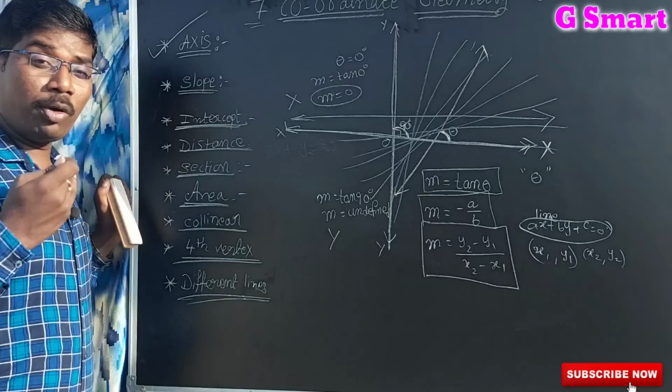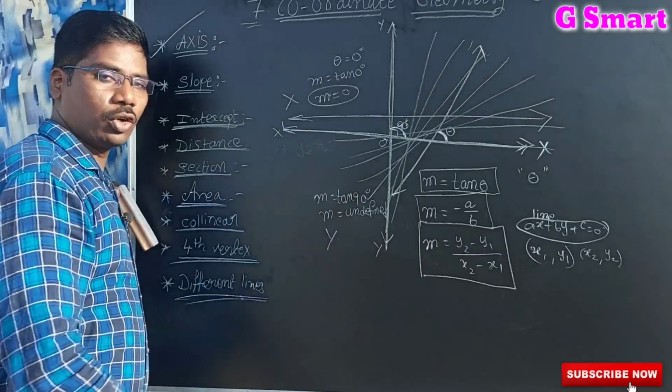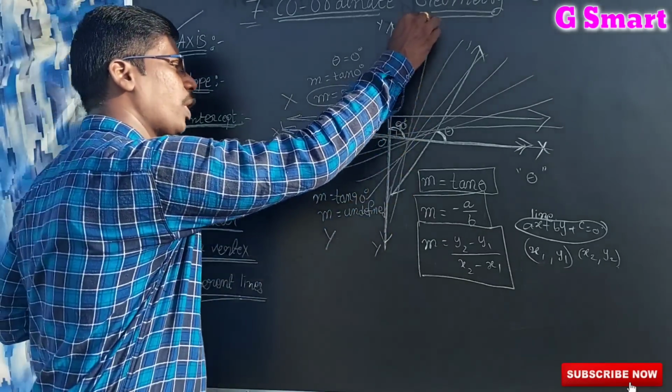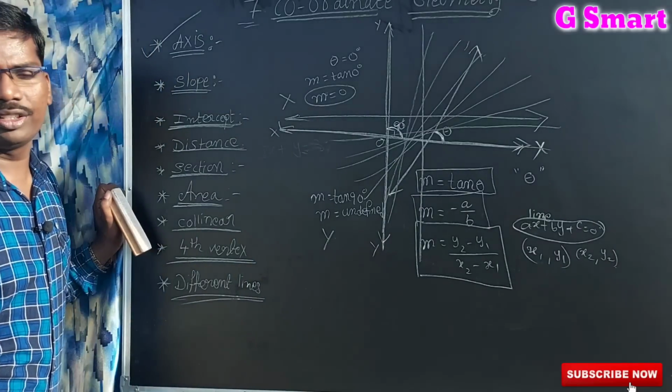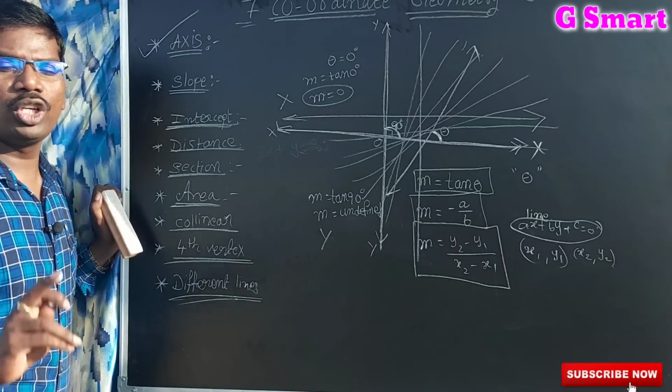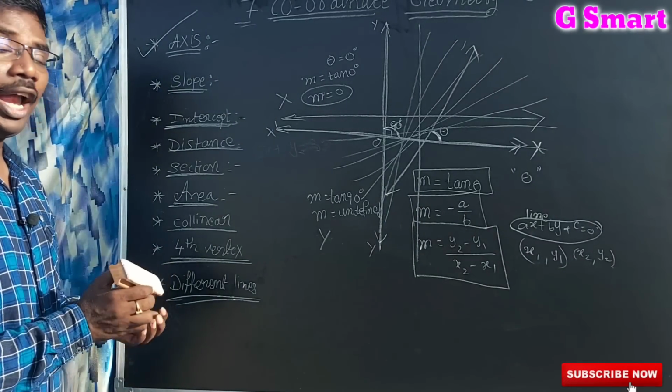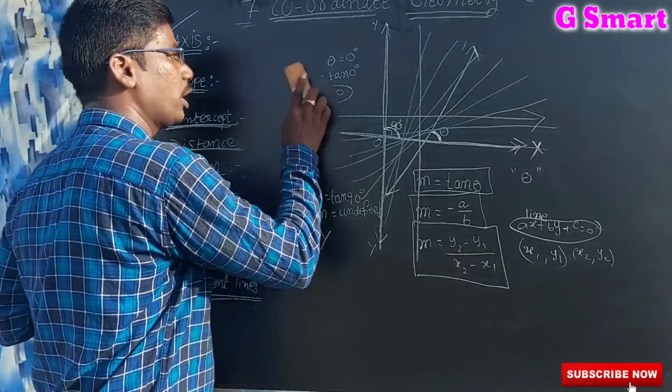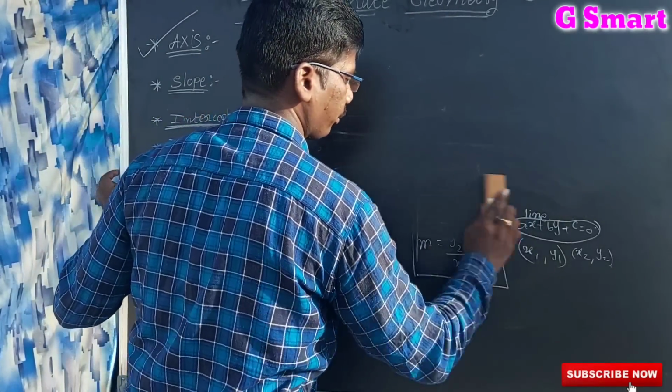So the slope of a line which is parallel to the x-axis is 0, and the slope of a line which is parallel to the y-axis is undefined. You have to remember this, most very important. And one more most very important thing I'm going to explain.